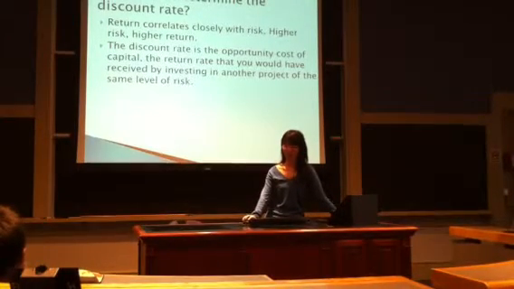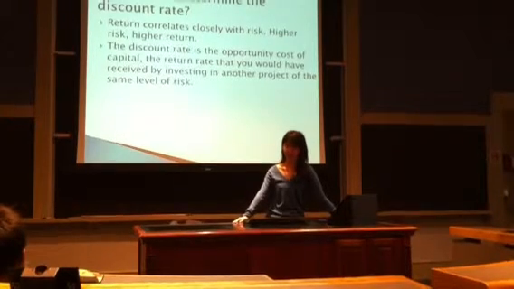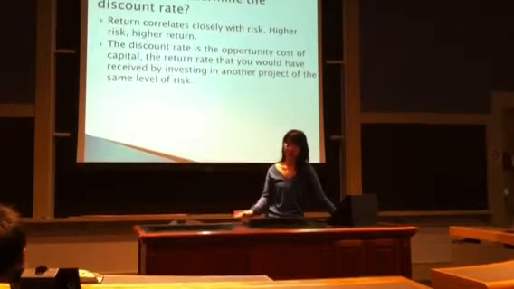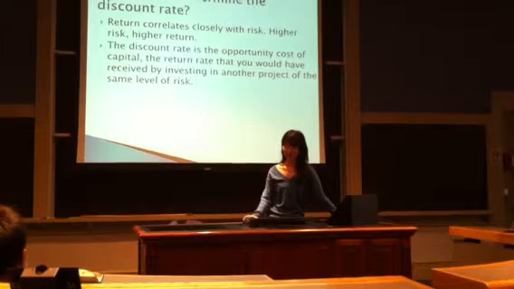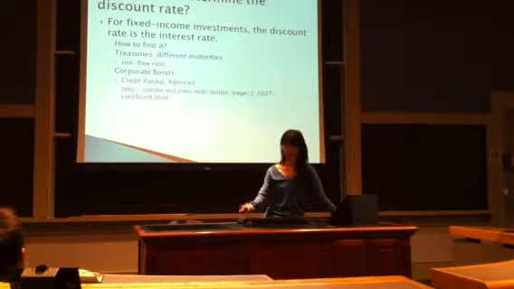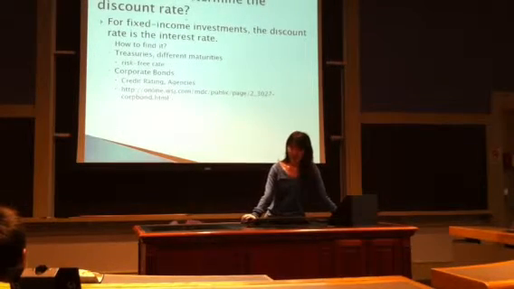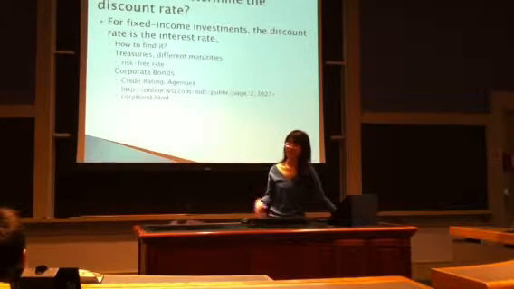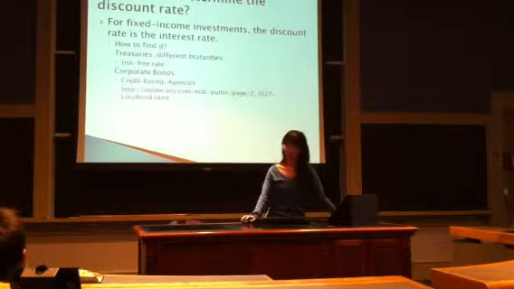So a thing to remember here is that when you're trying to determine which discount rate to use, always match the level of risk. If the risk is the same, the discount rate should be the same. So for fixed income investments, the discount rate is the interest rate, and that's very easy to understand because you literally grow money on the interest rate. So how do we find it?